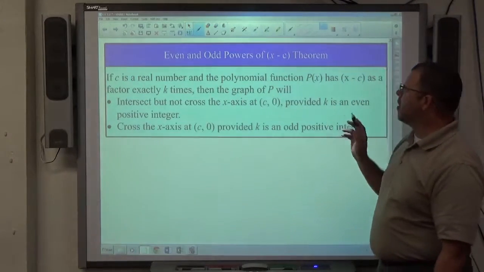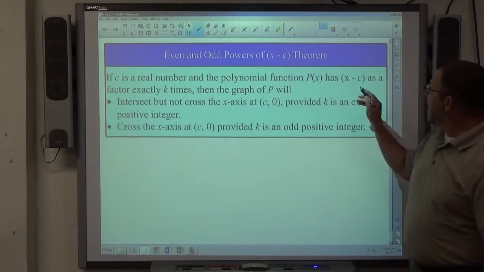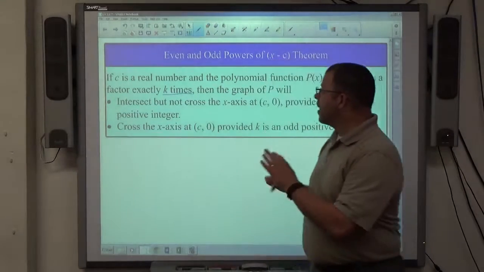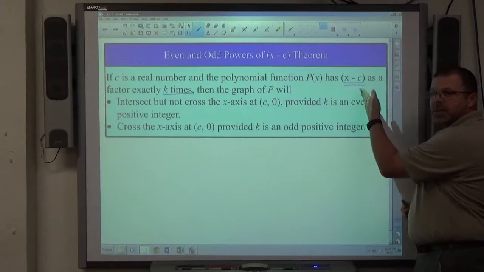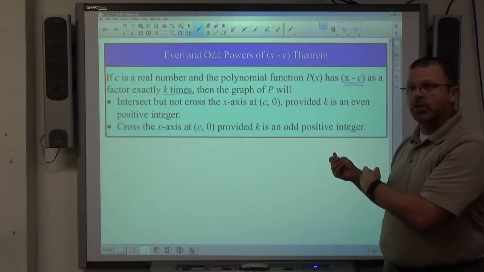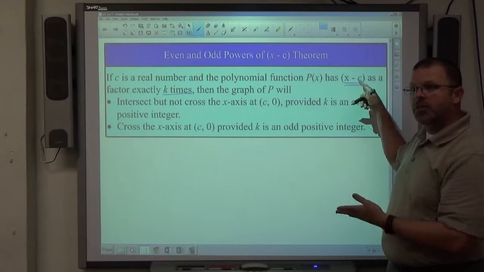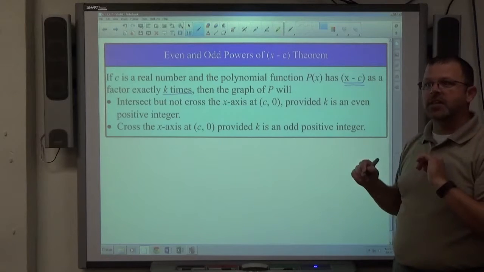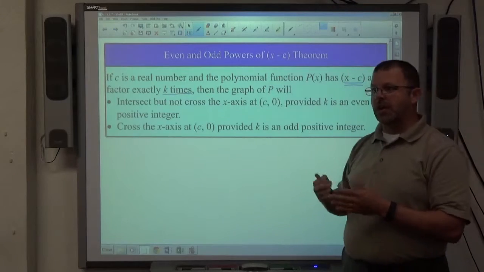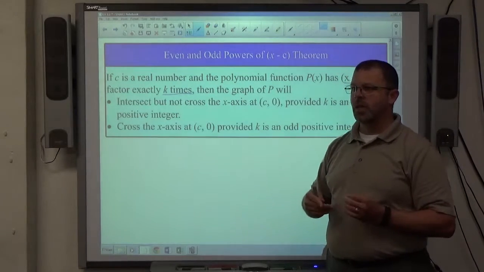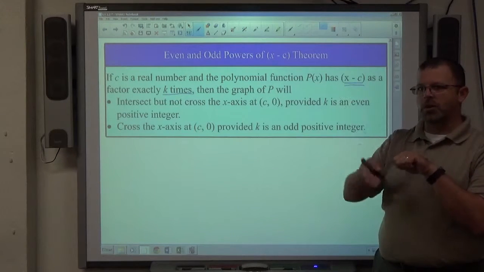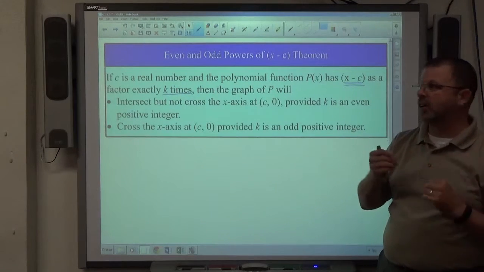If c is a real number and the polynomial function p of x has x minus c as a factor exactly k times, right? So if x minus c is a factor, that means c is a root, just like example number 2 was. When we had the factored form, we said each factor equal to 0. If this factor is set equal to 0, x equals c is an answer. It's a root that touches the x-axis. If this thing is raised to some power, it's either going to be what's called an even root or an odd root. Even roots don't cross the x-axis. They touch and turn. Odd roots do cross the x-axis. So there's an intersection or not intersection thing.